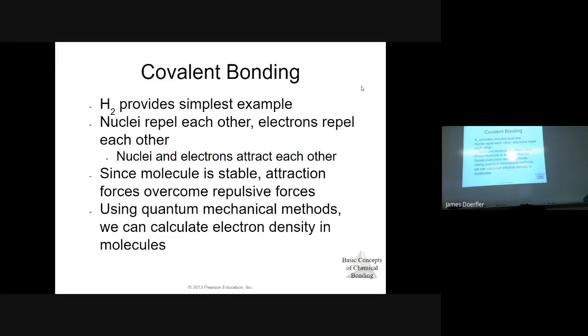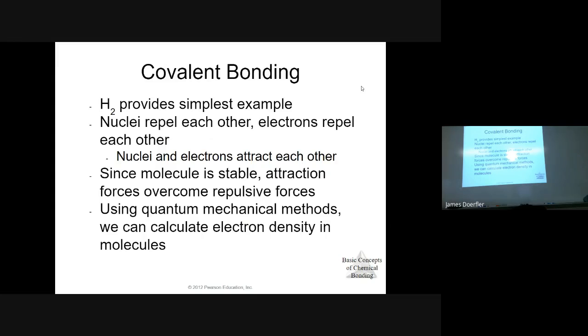So if we look at H2, H2 is the simplest example we can use because each one only has one electron and a very simple nucleus of one proton. As I said, the nuclei will repel each other, electrons will repel each other, but we have the nuclei and electrons being attracted to each other. And since this molecule is very stable, the attraction forces overcome those repulsive forces.